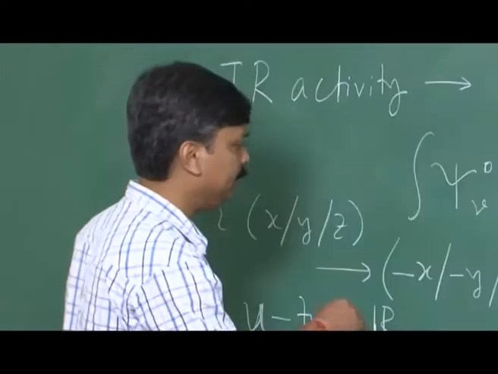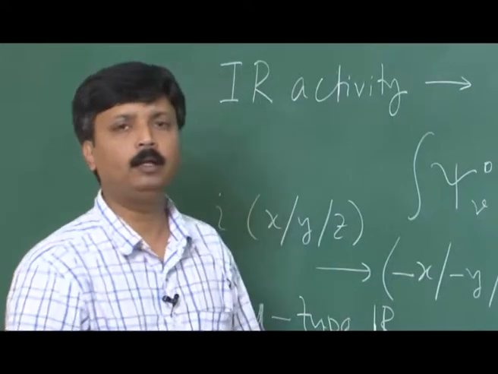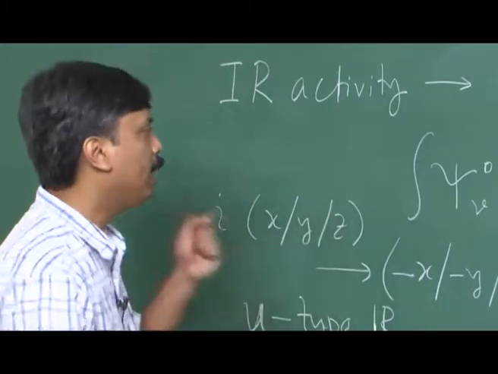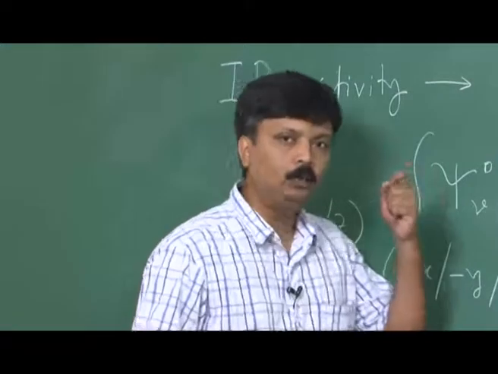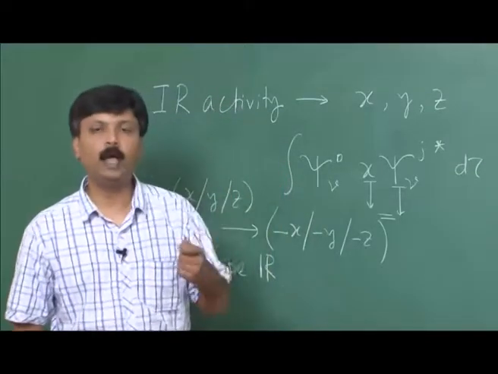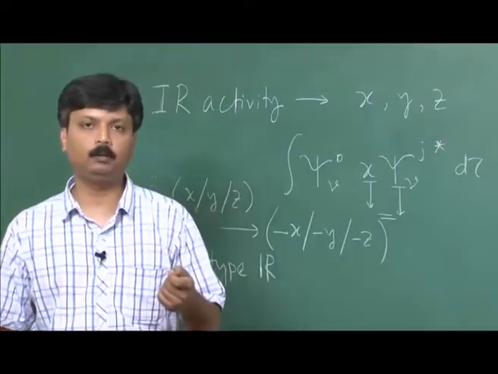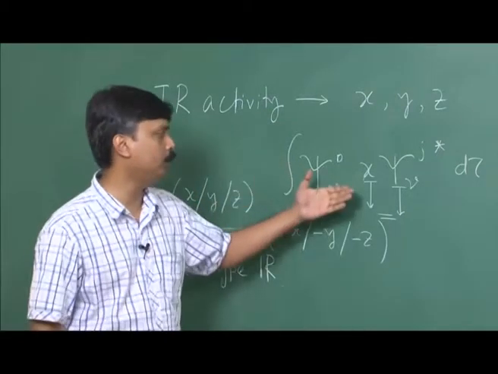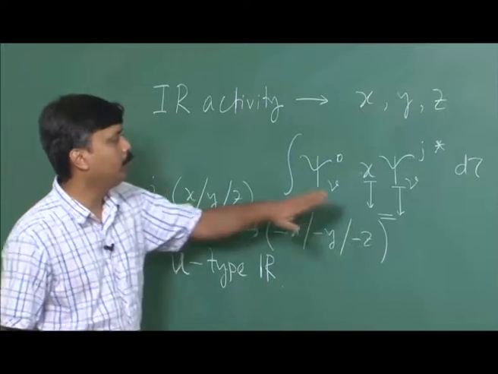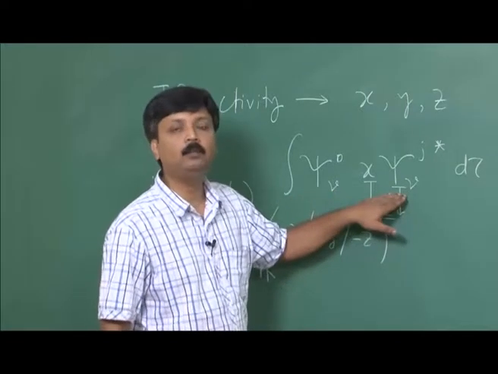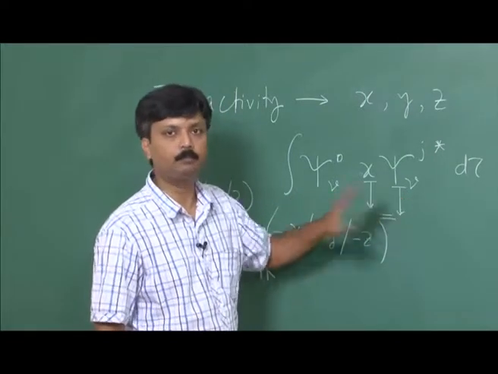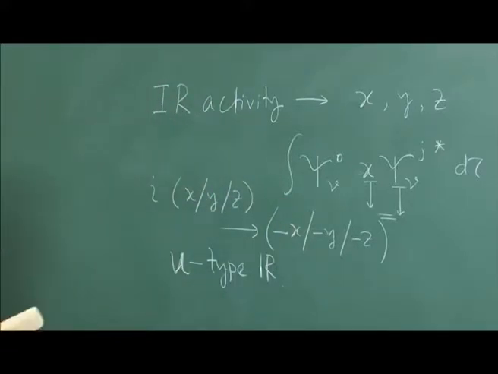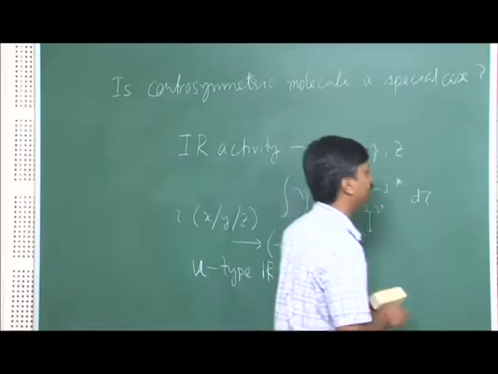So in general, for a molecule having a center of symmetry, if a transition for a normal mode has to be observed using infrared spectroscopy, then that particular normal mode must be of u symmetry. Perfect. Now let us look at what happens in the case of Raman spectroscopy.